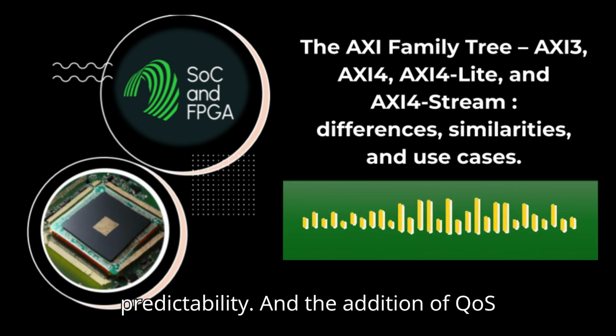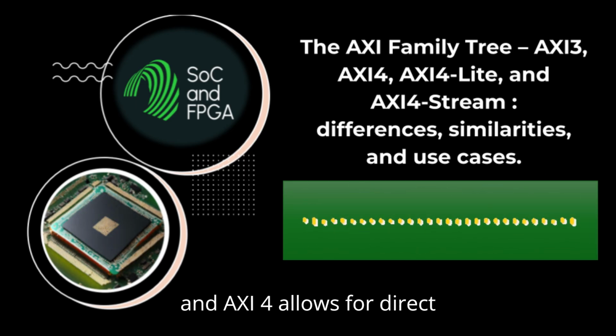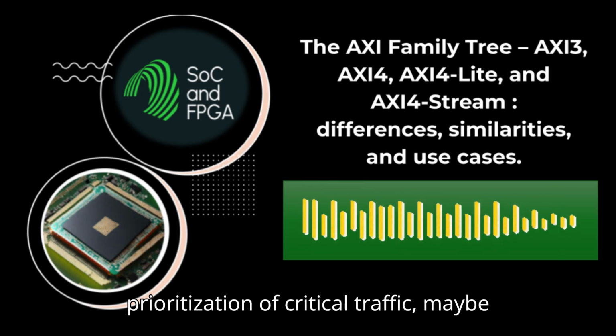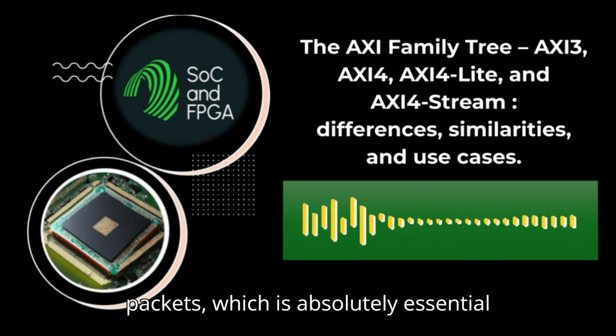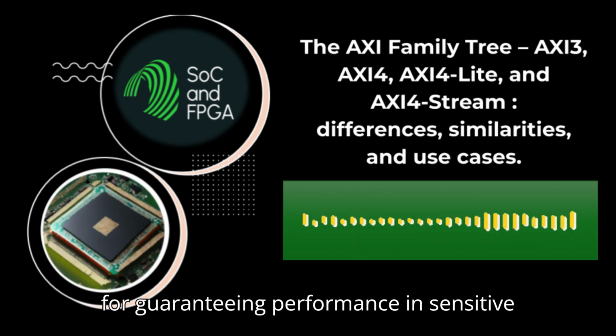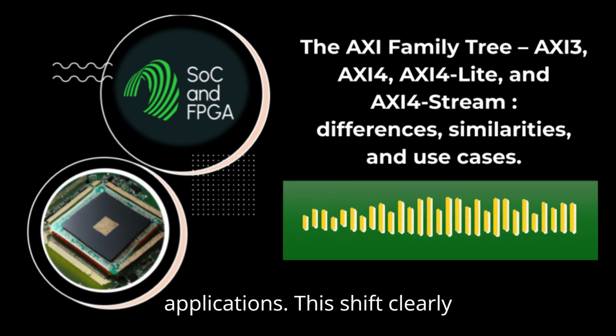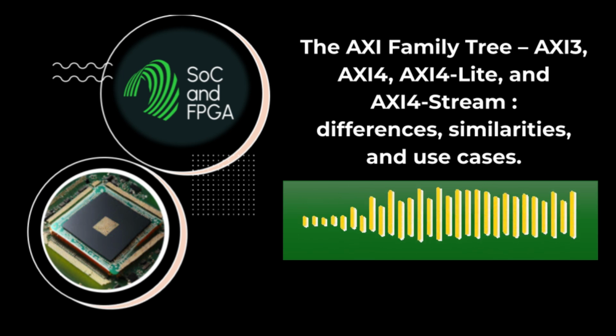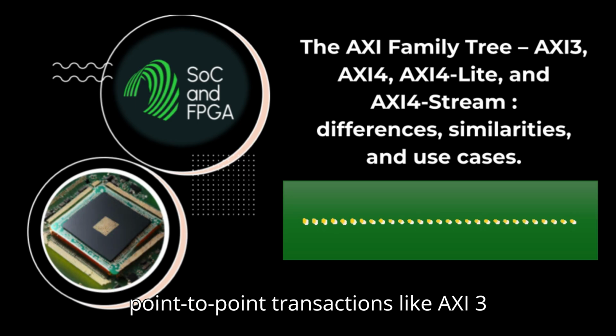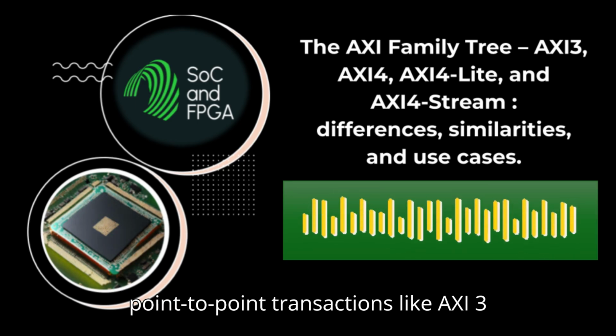And the addition of QoS in AXI4 allows for direct prioritization of critical traffic, maybe real-time video or urgent network packets, which is absolutely essential for guaranteeing performance in sensitive applications. This shift clearly indicates a move towards optimizing system-level throughput and manageability, rather than just optimizing individual point-to-point transactions, like AXI3 might have focused on.